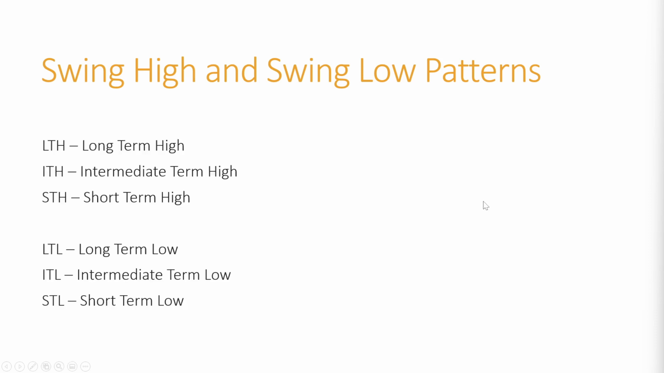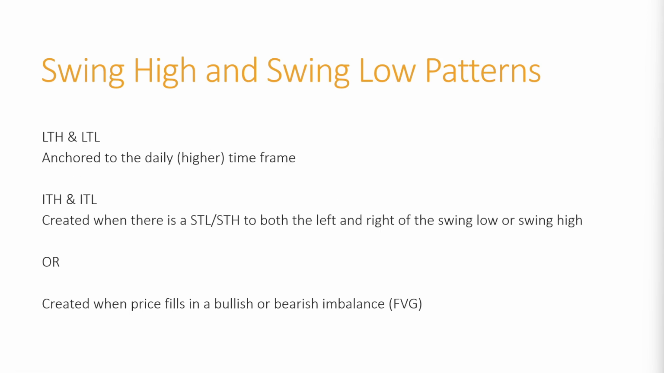With our swing high and swing low patterns, we can classify them in 3 ways on each side. We can have a long-term high, LTH, an intermediate term high, ITH, and a short-term high, STH. For our lows, we have a long-term low, LTL, an intermediate term low, ITL, and a short-term low, STL. You'll see I'll mark up charts using those abbreviations just to save a bit of space. This is new information that we're building on from the previous lessons about swing high and swing low patterns. I'll go over these in the worked example towards the end of the video, but it's important to start thinking about them now.